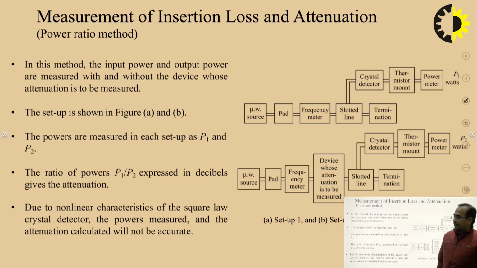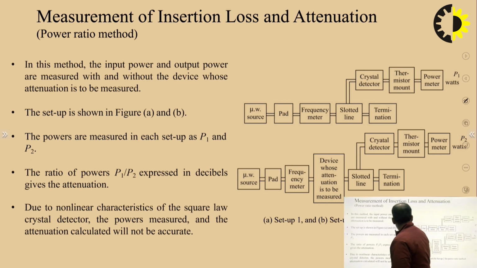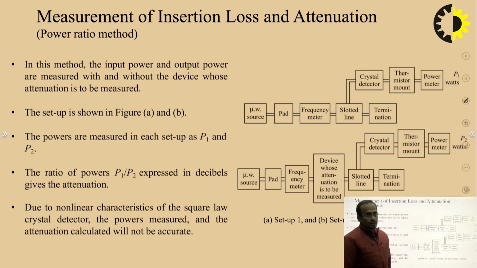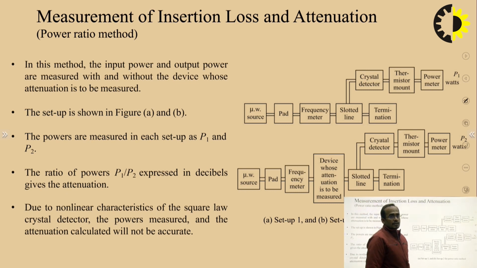In this setup we are using a microwave source, pad, frequency meter, slotted line, crystal detector, and thermistor power meter, which will give the value of P1, that is the power available at port 1 at the input side. In setup 2 the setup is the same, the only difference is that the device whose attenuation has to be measured has been added in between the frequency meter and slotted line.